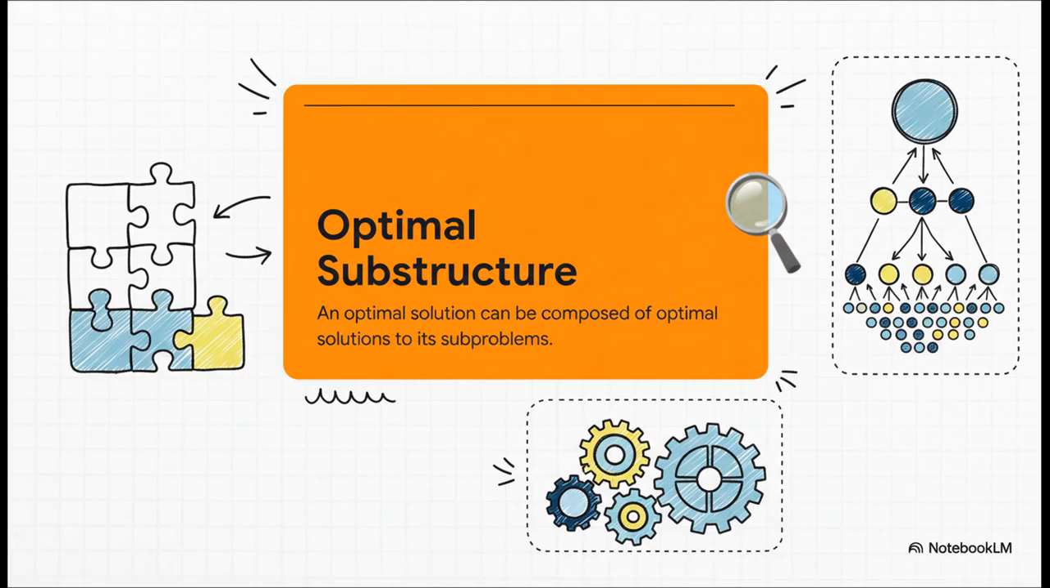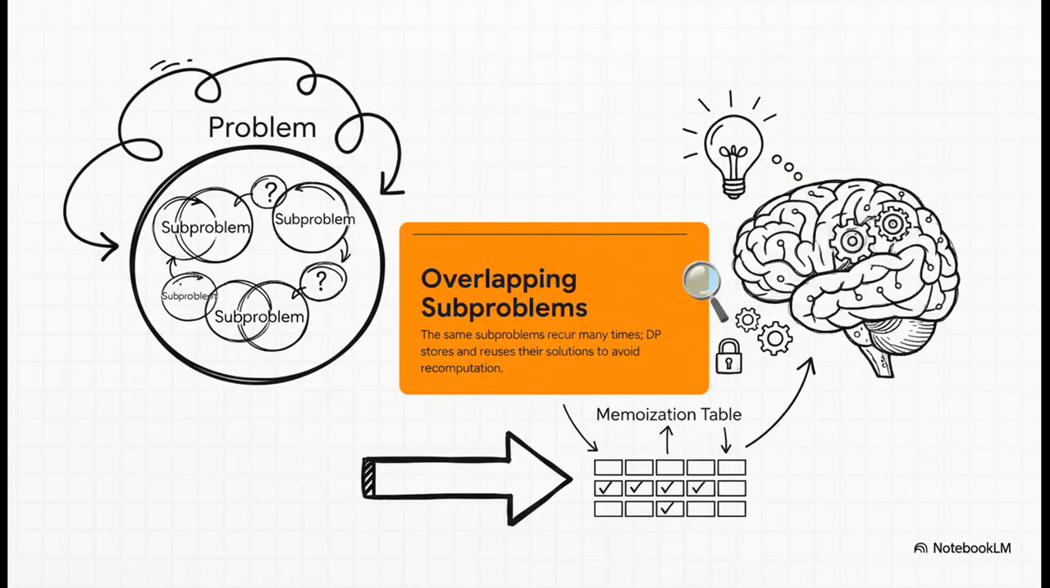Simple as that. And here's where the DP magic really happens: overlapping subproblems. You see, if you just wrote a plain old recursive solution, you'd end up solving the same exact subproblems over and over and over again. It's incredibly inefficient. DP is smart. It calculates each little piece just once, saves the answer in a lookup table, and never calculates it again.